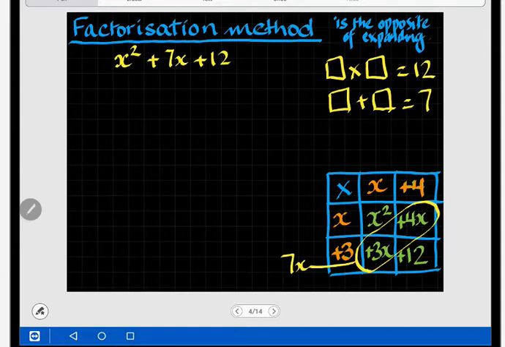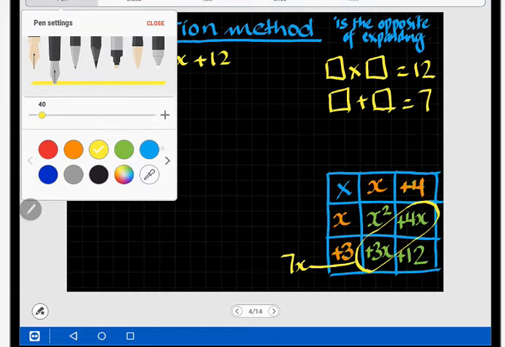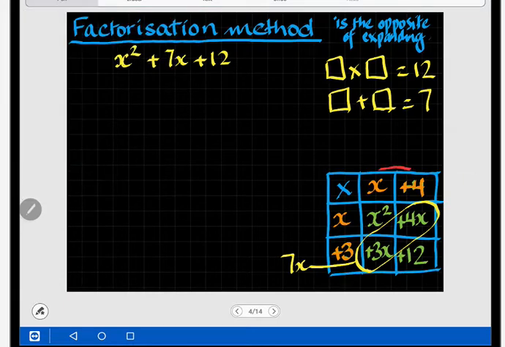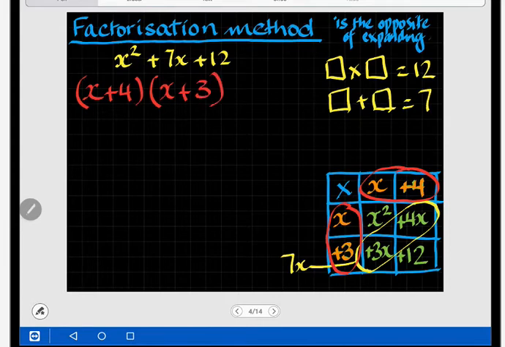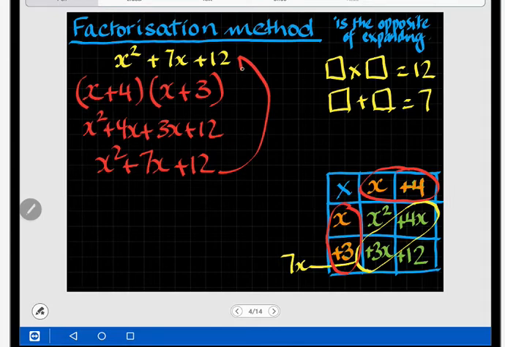That's my solution. So it's going to be x plus 4 multiplied by x plus 3. If I expand this, I will get x squared plus 4x plus 3x plus 12, which is x squared plus 7x plus 12. All right, that's how I would factorize it. I would use this grid method. So there you go, I'm showing you how to factorize a quadratic function here.